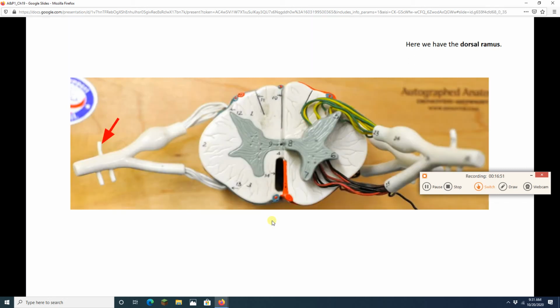Now I do see a branch going backwards on this model called the dorsal ramus to go to the skin and muscle of the back. I see a ventral ramus to go forward to the skin and muscle of the front plus the limbs. And I see some rami communicantes. That's a white ramus communicans there. That's a gray ramus communicans there. Those guys are going to take autonomic signals towards their effectors: cardiac muscle, smooth muscle, and glands.